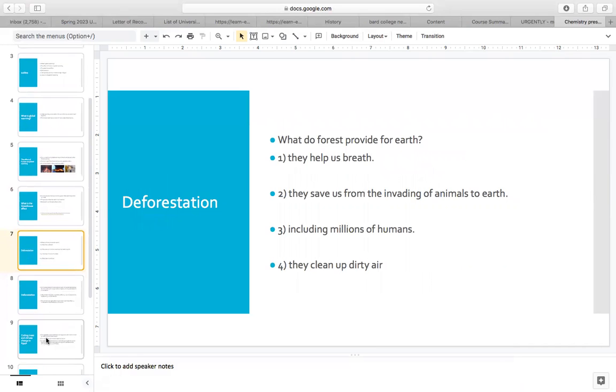Deforestation. Do you know what forests provide for the earth? The first thing that forests provide for the earth, it helps us breathe. Forests pump out oxygen we need to live and absorb the carbon dioxide we exhale. It is very important. It absorbs the carbon dioxide that we not only exhale, but also the carbon dioxide that is produced by animals, which increases in a very large number. They save us from the invading of animals to Earth.